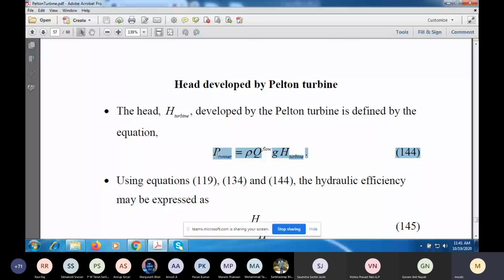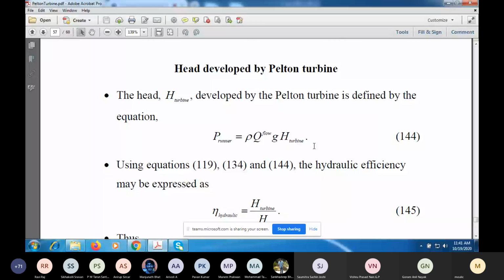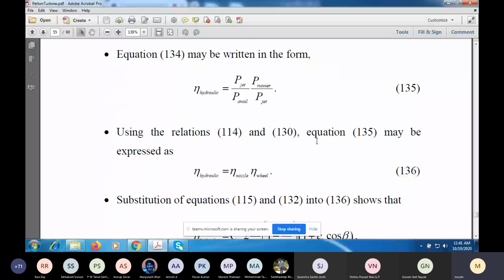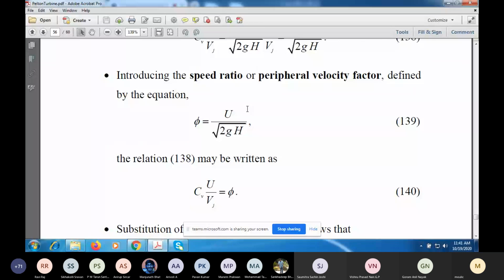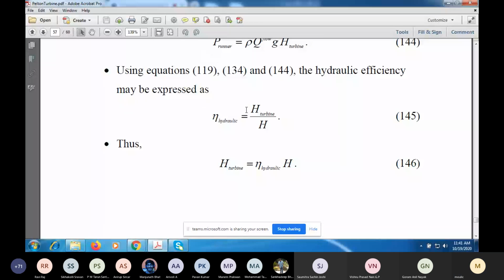Now I can take this and substitute into the expression for efficiency here. The available power is m dot gh, and the power developed by the runner is m dot g times h turbine. So you see that the hydraulic efficiency is the head developed by the turbine by head. So the utility of this expression is that given the head available at the base of the nozzle, if you know what is the hydraulic efficiency, then you can get what is the head developed by the turbine. And once you have the head developed by the turbine, you can find the power developed by the runner.